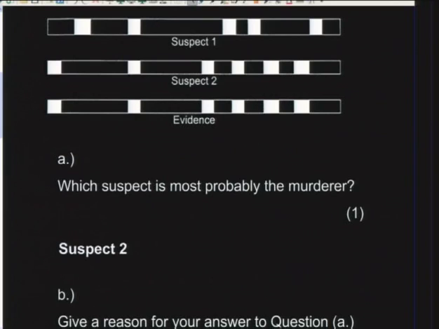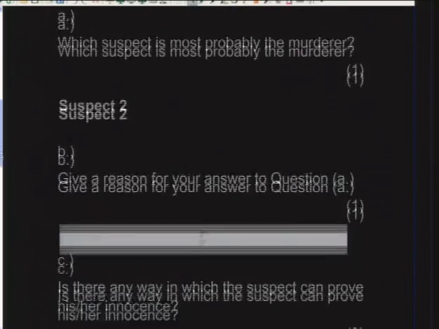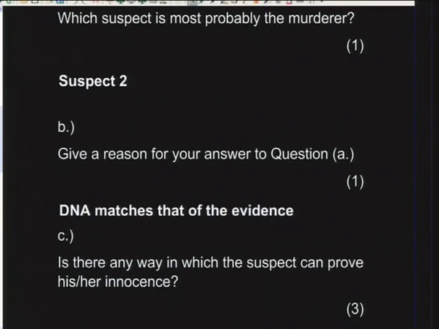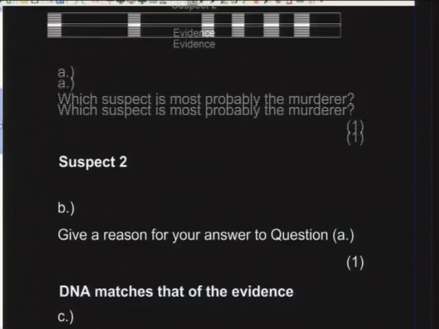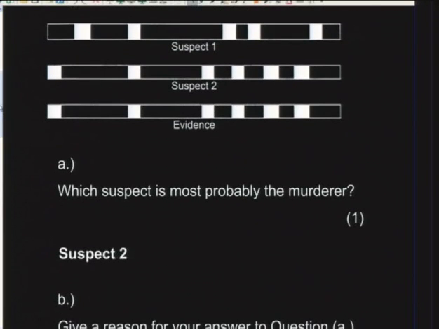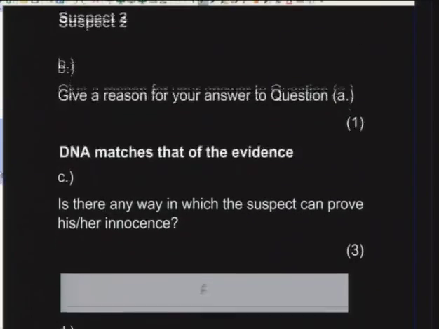Suspect 2 is the answer. Now, obviously, they're going to ask you why you say so. And why do you say so? Because the DNA matches that of the evidence. Here's the evidence. Here's that suspect. Look at the blocks. There. Not just matches, but it's identical to the evidence.